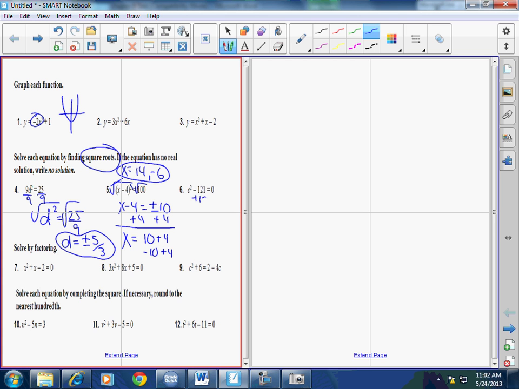For number 6, I add 121 to both sides. C squared equals 121. Take the square root of both sides. C equals plus or minus 11. Done. That's it. It's over. Done. That simple.